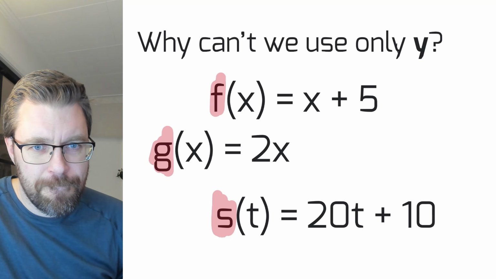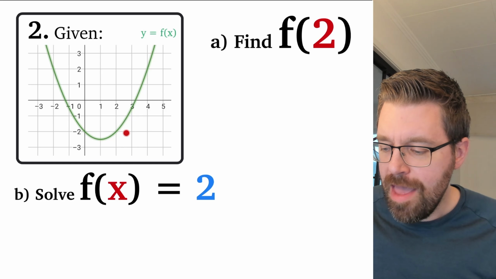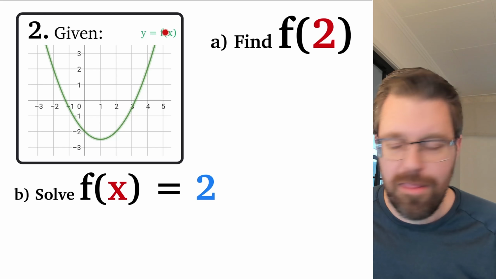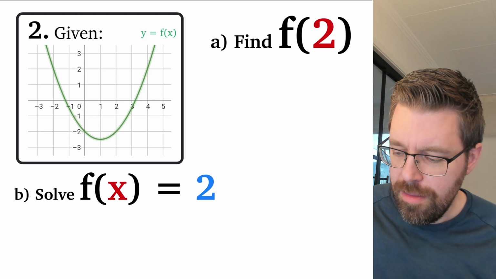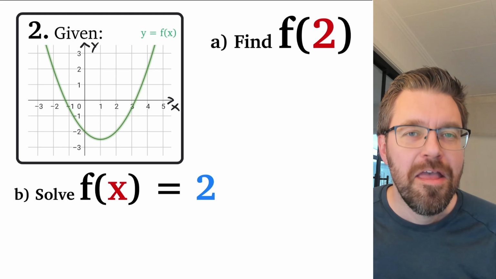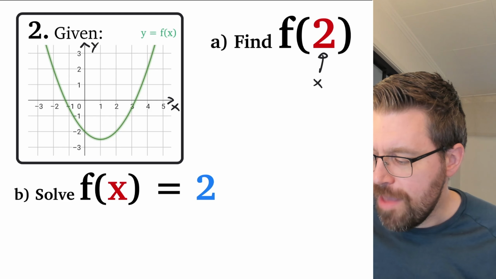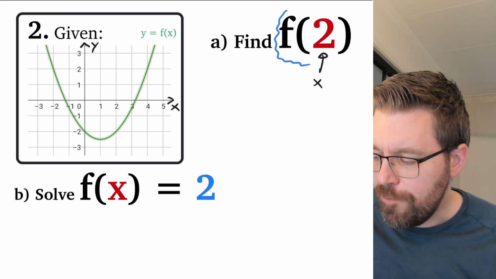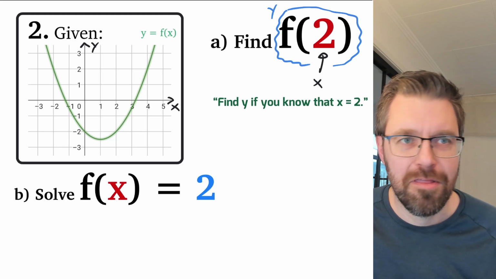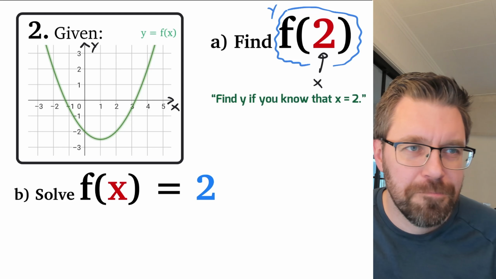Okay. And then we have question 2 as well. And this is a graph. And the information here is that y on the graph equals f of x. The y-axis is this one, and the x-axis is this one. Okay, so A, find f of 2. Now we know that the number 2 here is the value of x, and we will try to find the value of y. So it's the same as asking this: find y if you know that x equals 2.